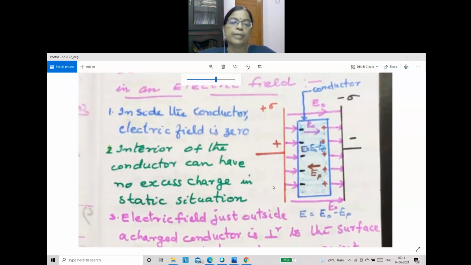So, how will you produce an electric field? Please respond, children. We need two metallic plates. One plate, if it is plus sigma, other plate is minus sigma. Between that, there will be an electric field, and these pink lines represent the electric field lines.